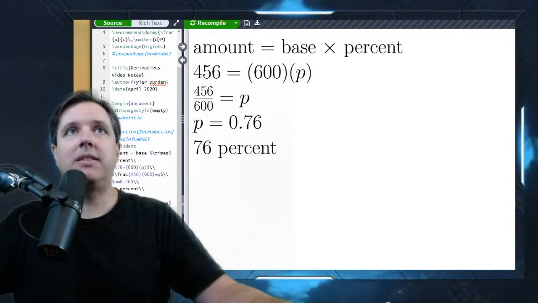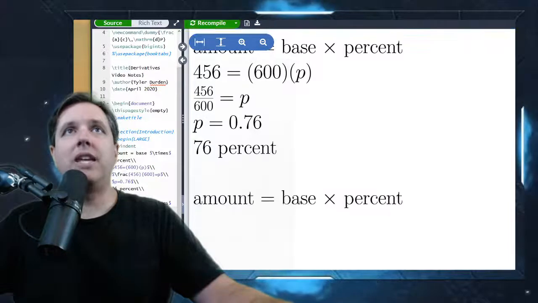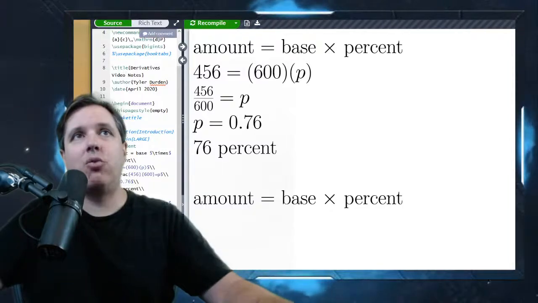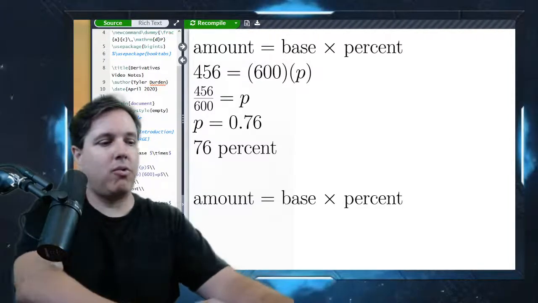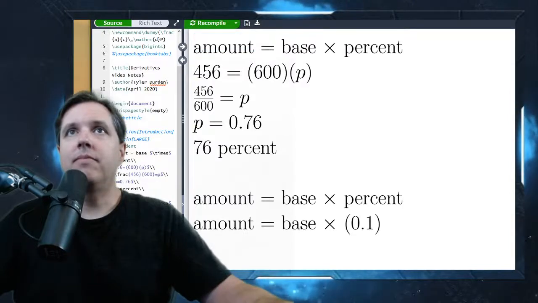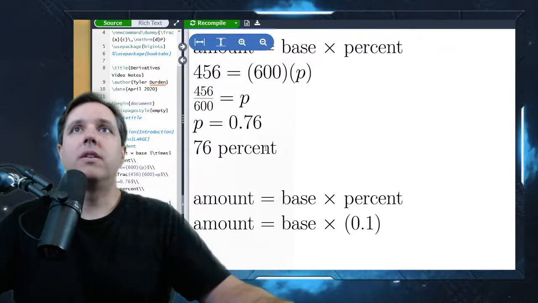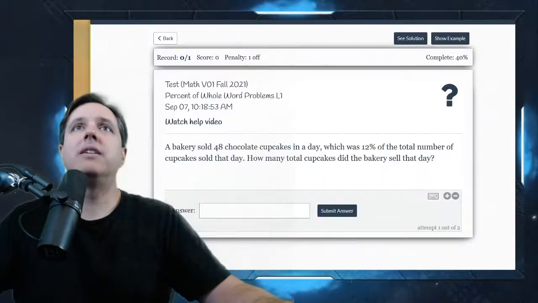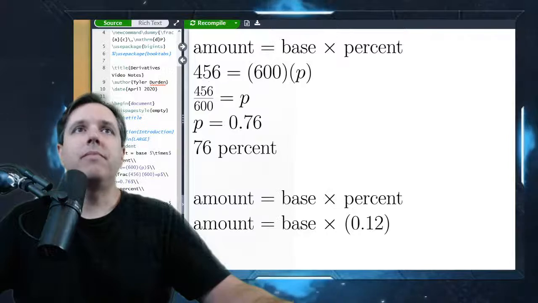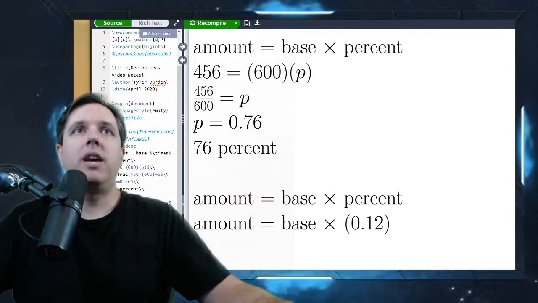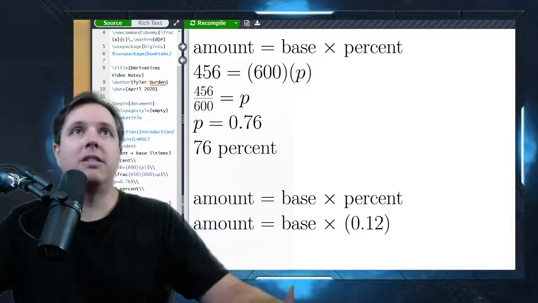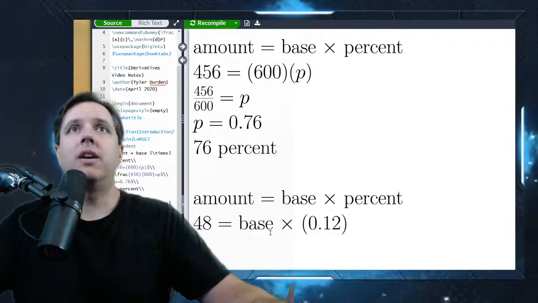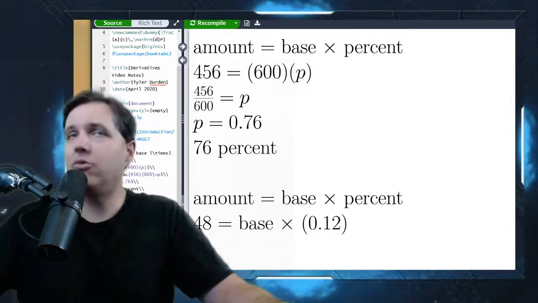So amount equals base times percent. We know the percent is 12%, but we don't write it as 12, right? We write that as 0.12. So there's our percent. And the amount we said was 48. See, it's a pretty simple formula, and as long as you put things in the right space, you're pretty much good to go. Okay, 48 equals base times 0.12.